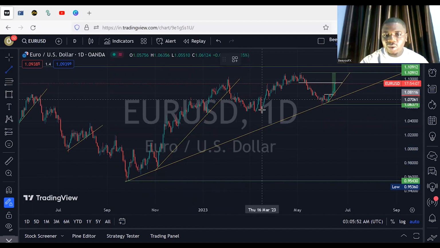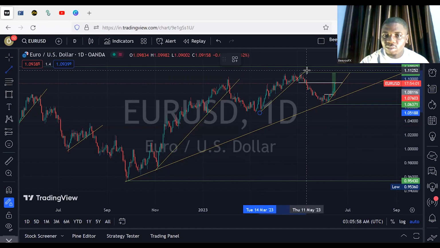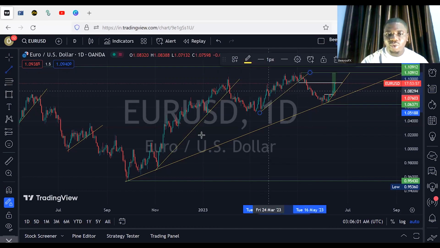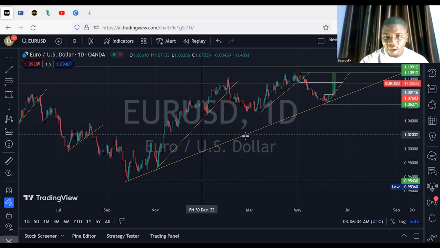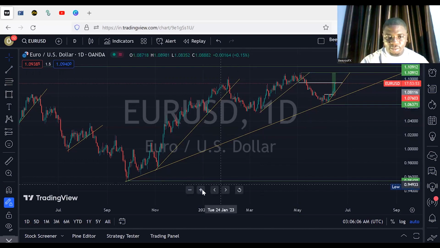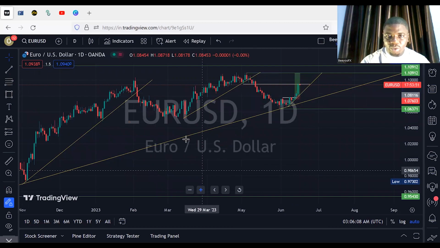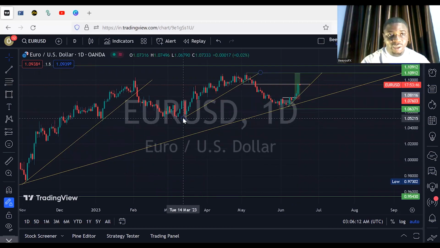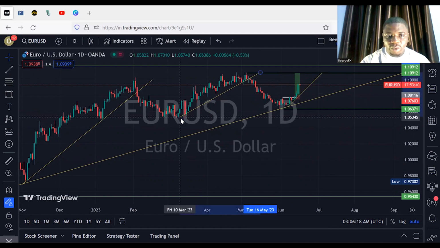Now let's do another one here. You just make sure that you are putting your counter at the last higher low of the market if the market is in an uptrend. If the market is in a downtrend, you put it at the last lower high of the market. You follow the trend.